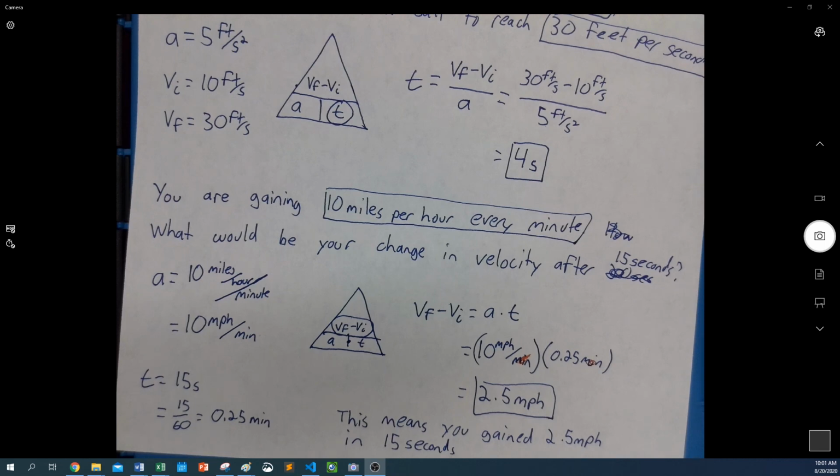Let me see if I can find another. So the purpose of me showing you this is units. I know I do a lot of my examples in meters per second and meters per second squared, but we can use any units. We can use feet, we can use miles, we can use minutes, we can use hours.